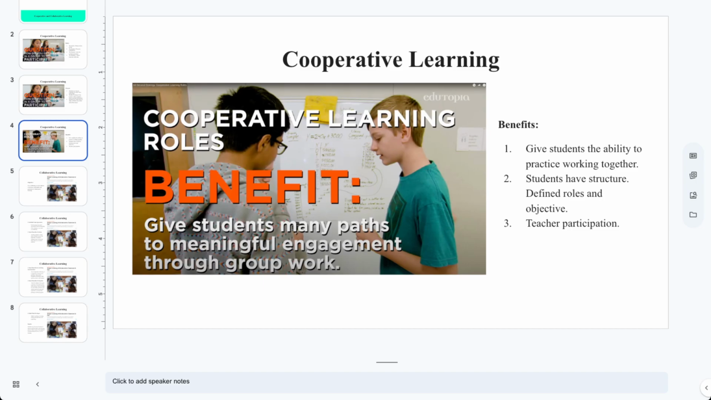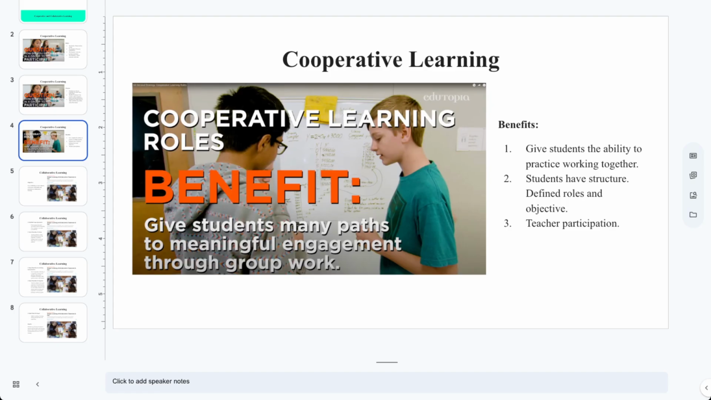So benefits of cooperative learning. Here in the video, the one that's mentioned is students have many paths to meaningful engagement through group work. I also added that the benefits the students get to practice working together. They have defined roles and structure. There's also an objective. And so with this structure, defined roles and objective, this is something that's big with cooperative learning, whereas with collaborative learning, there is more freedom.